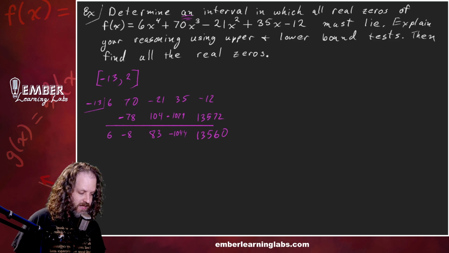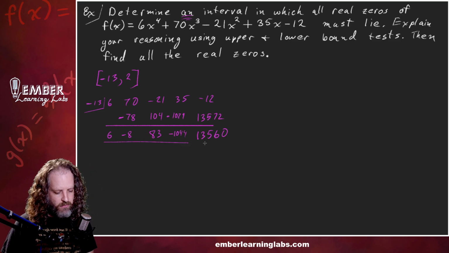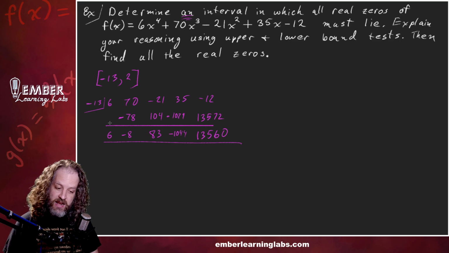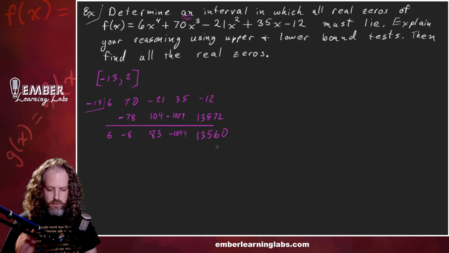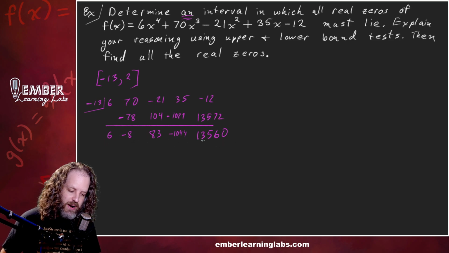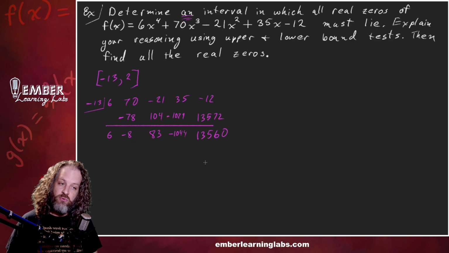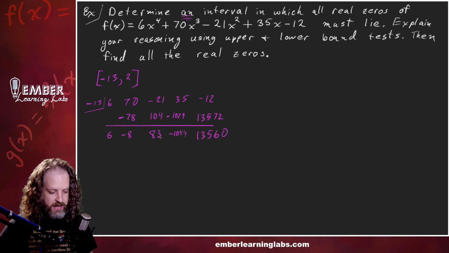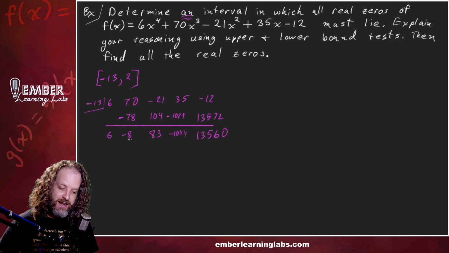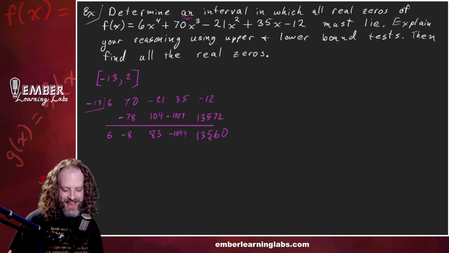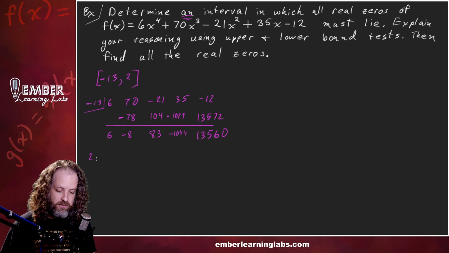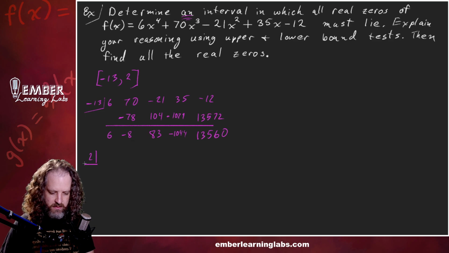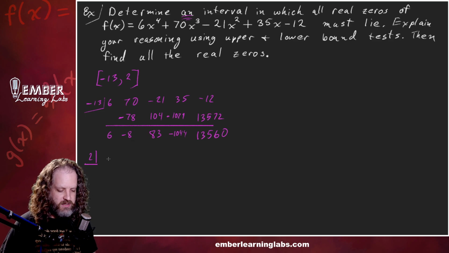So our lower bound test, this is exactly what has to happen. This bottom row is negative if c is negative, so it is negative in this case. And this bottom row has to alternate, and it is a lower bound. So this does work. Since it's plus, minus, plus, minus, plus, it's non-negative, non-positive, non-negative, non-positive, non-negative, right? Easy peasy. Let's check 2 and see if it works for the upper bound. All right, so for the upper bound, we're going to test it with 2. So 6, 70, negative 21, 35, negative 12.